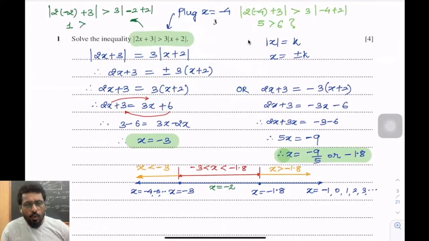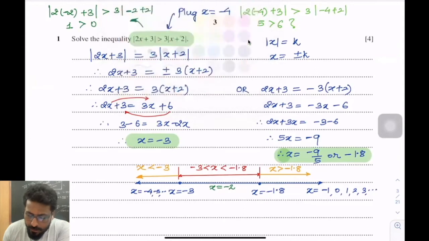Modulus of 0 is going to be 0. 3 multiplies with 0, the answer is 0. Is 1 greater than 0? The answer is yes. That means I can definitely say that the red colored region is your solution set. Any value which lies in the red colored region.